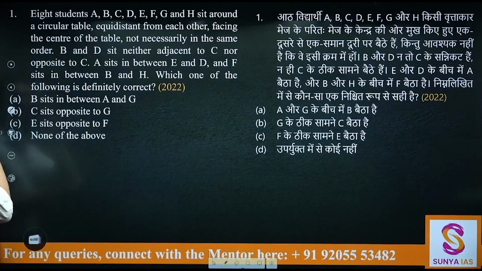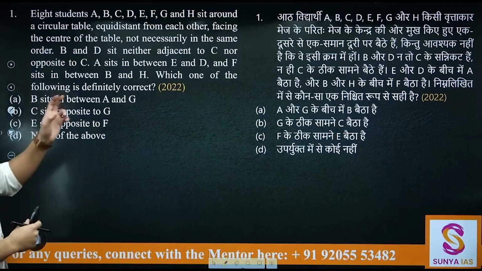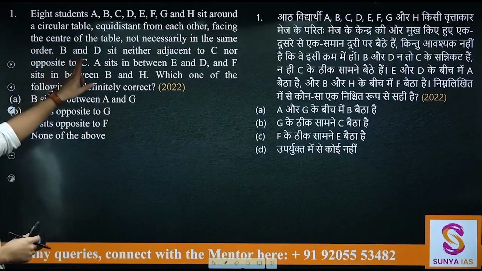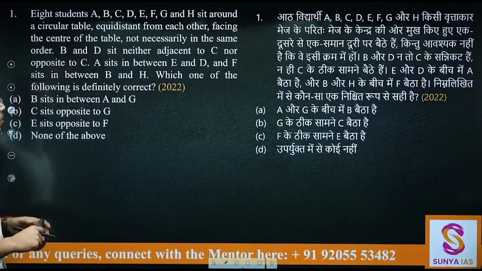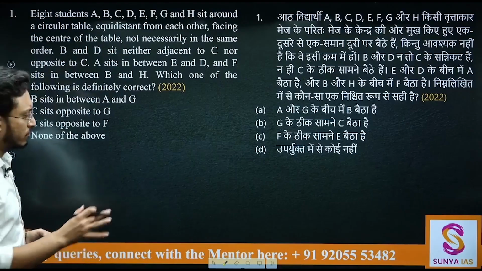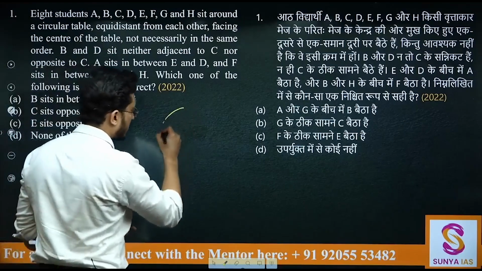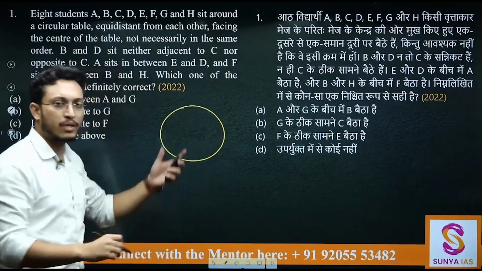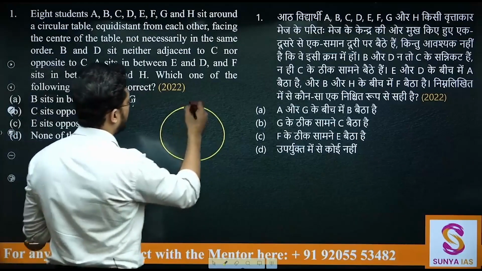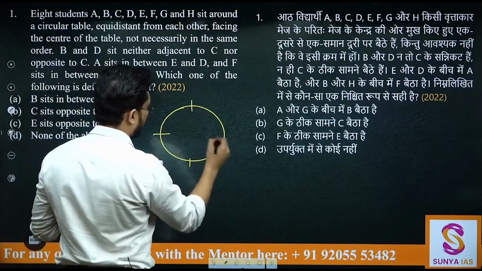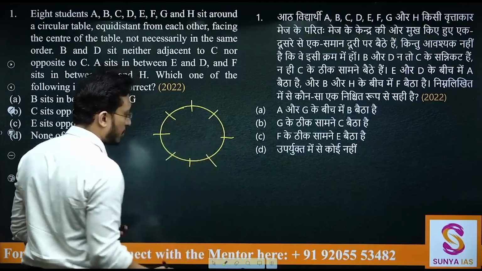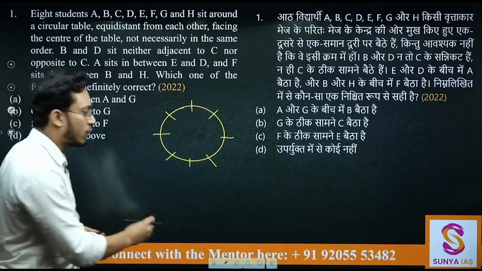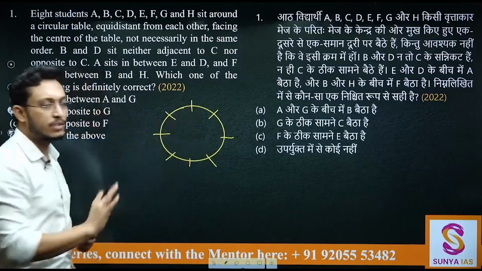Now 8 students A, B, C, D, E, F and G sit around a circular table equidistant from each other facing the center of the table. Not necessarily in the same order. So not necessarily in this order, but it is given that there are 8 people. They are sitting around a circular table. First thing is, let's make 8 positions for these 8 people to sit, and it is given that all of them are facing towards the center.